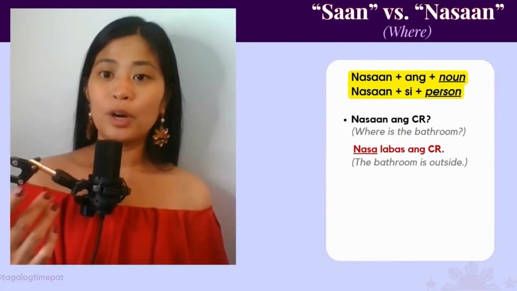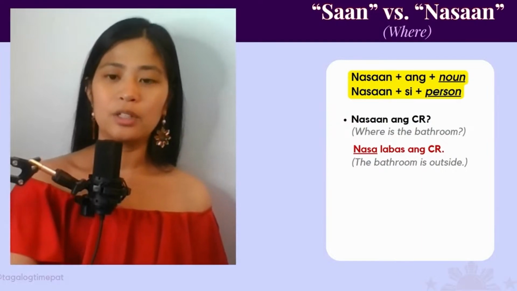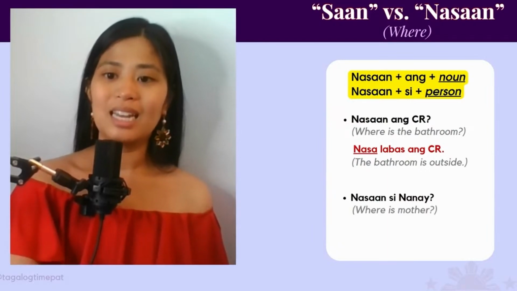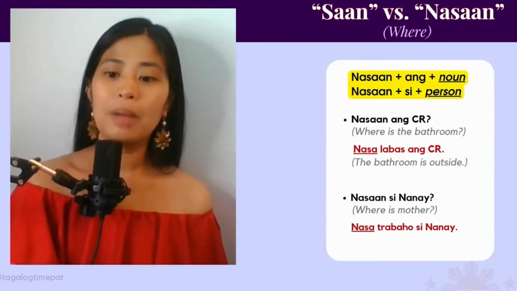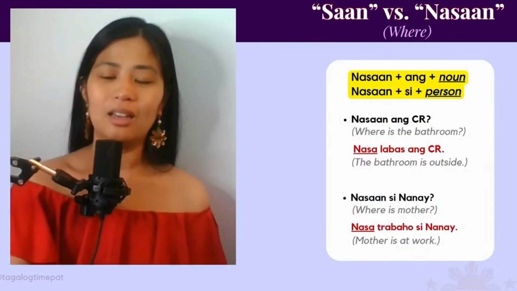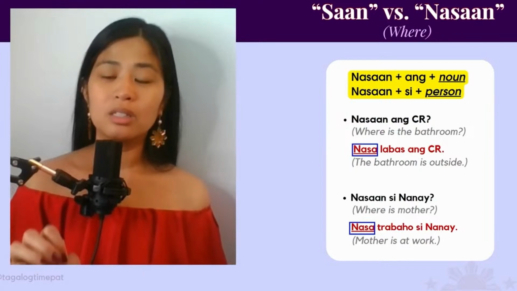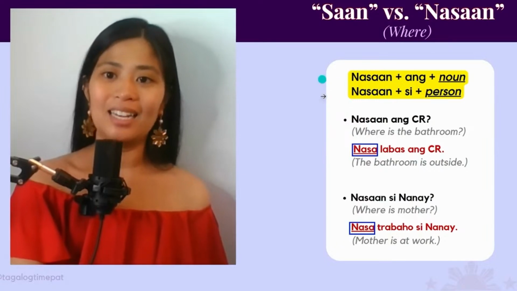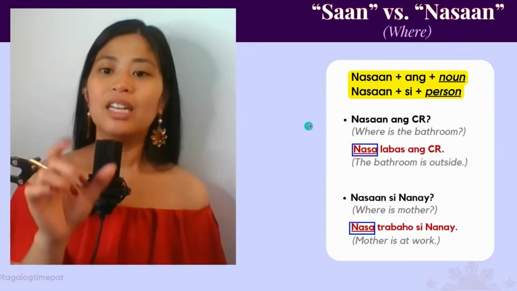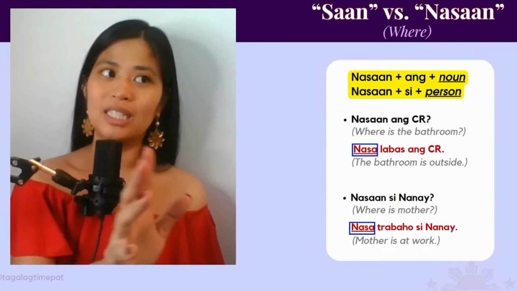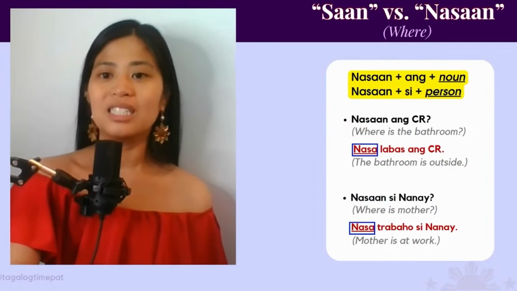Or you could ask about a person. Nasaan si nanay? Where is mother? The response, nasa trabaho si nanay. Mother is at work. Now I want to point out that the responses all start with nasa. Okay, so when the question is nasaan, now your response has to have nasa. So that was a difference that's here. So when it's saan, the response has sa. When it's nasaan, the response has nasa.